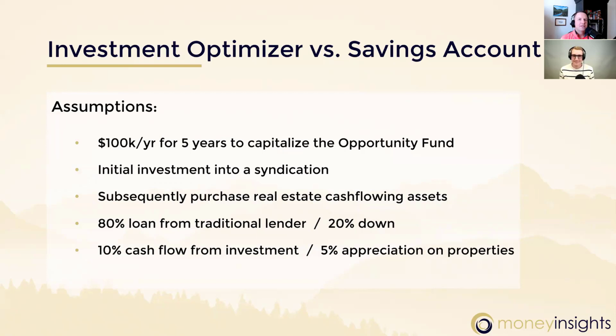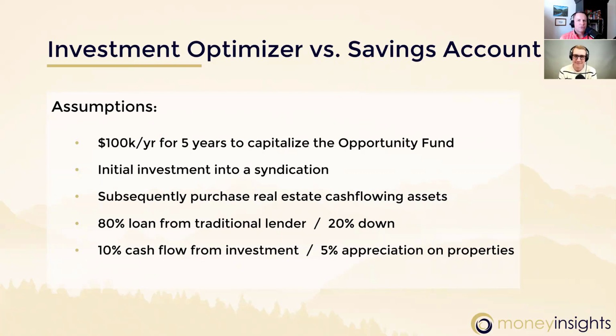For the comparison, we're going to say, what if someone is setting aside $100,000 a year for 5 years to capitalize their opportunity fund? Initially they're going to use those funds to invest in a syndication. That syndication starts to kick off some cash flow. They capture that cash flow back in their system and then they build up. And then subsequently, we're going to go back out and invest in multifamily properties.